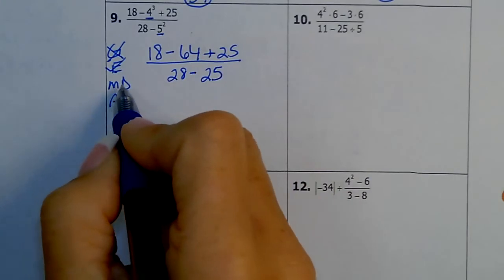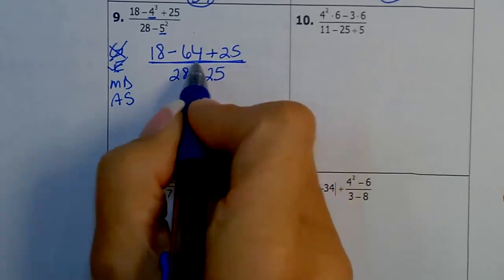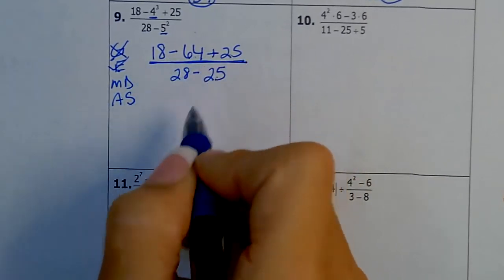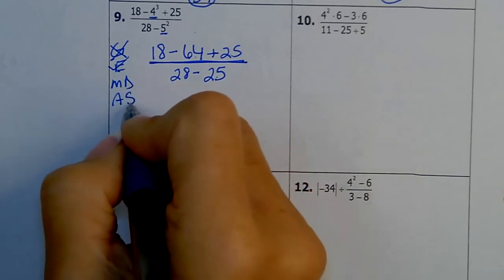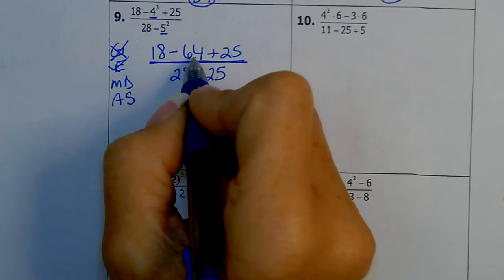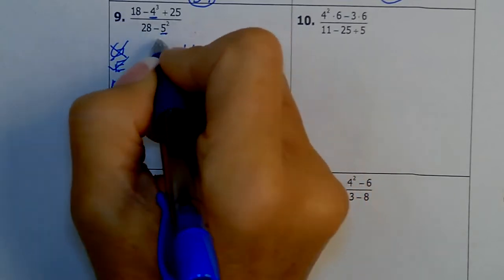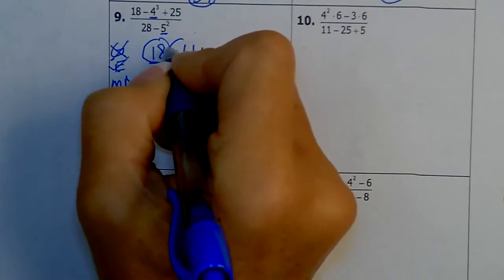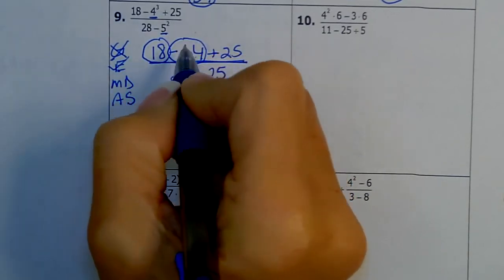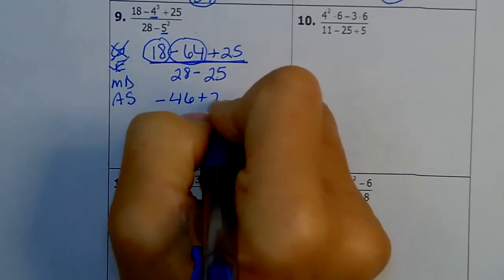I'm on multiply or divide. I can't quite do that yet. I first need to come up with these sums and differences. So we're going to skip down here and find 18 minus 64 plus 25. I'm going to use my circling. I can see I have to find the difference, and the difference is negative 46.